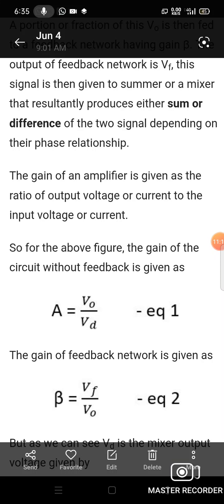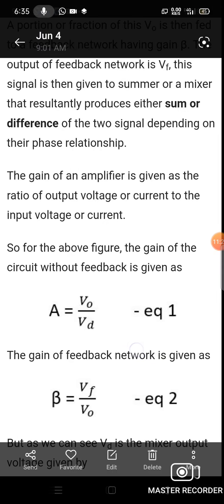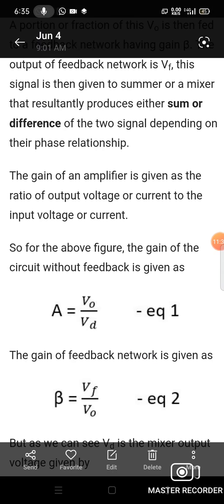The gain of an amplifier is given as the ratio of output voltage or current to the input voltage or current. That is the gain of the amplifier. So for the above figure, the gain of the circuit without feedback is given as follows. We have two gains considered from that amplifier circuit: one with feedback and one without feedback. Now equation 1 is the gain of the amplifier without feedback.